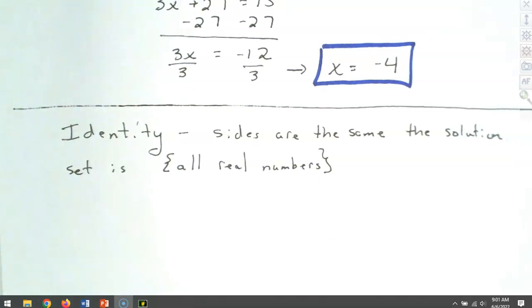The way I remember it is I think of what does it mean to be an identical twin? Well, if you have an identical twin, that means they're exactly the same, right? So identity, equate that with identical twins. Sides are the same, twins are the same. Okay, if they come out to be exactly the same, that means your solution set is going to be all real numbers. It's a true statement.